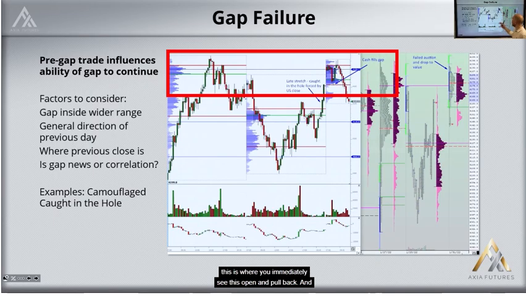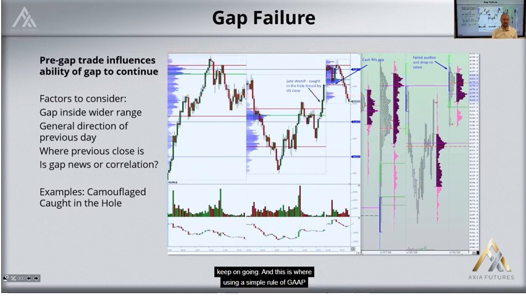And this is where you immediately see this open and pull back. And you can then look at this as a situation where you don't want to be involved immediately because of the inputs to get to the gap. It's a camouflage caught in the hole. There is no news. It's a correlated move up with the S&P. All of those factors suggest to you that this isn't a gap that necessarily is going to keep on going. And this is where, using a simple rule of gap, assume continuation, you can look at the facts going into this and say, well, gap, I probably don't really want to look at this as a continuation move.